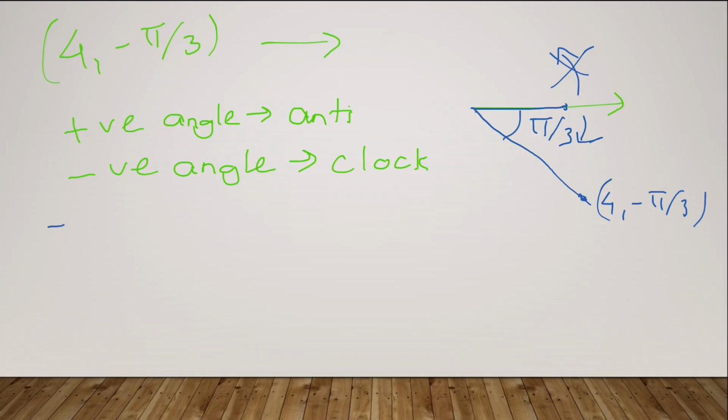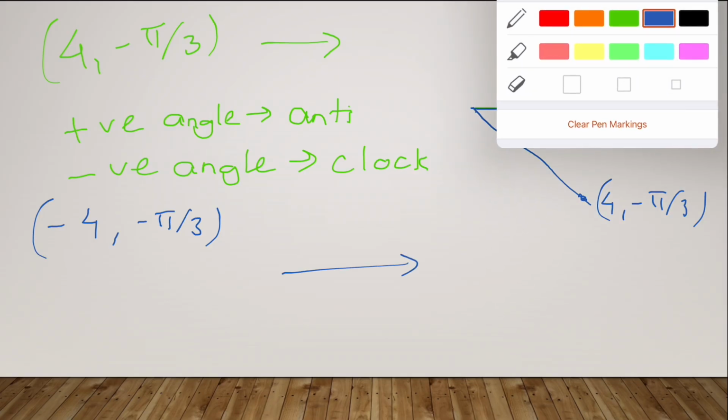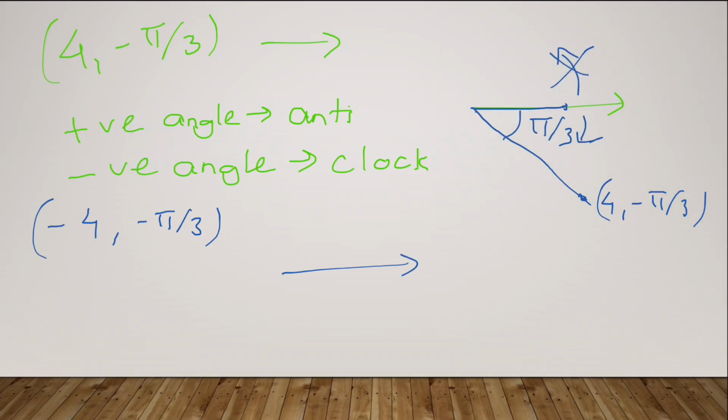Similarly, if I ask you negative 4 comma negative pi over 3, then again take your axis. I'll change my color. You go first, you plot the point absolute value of radius comma theta. So I'll go right here, which is 4 units. And again, if I have a negative sign, then I move clockwise. I'll move in this direction. I'll go somewhere here. This is my point 4 comma negative pi over 3.